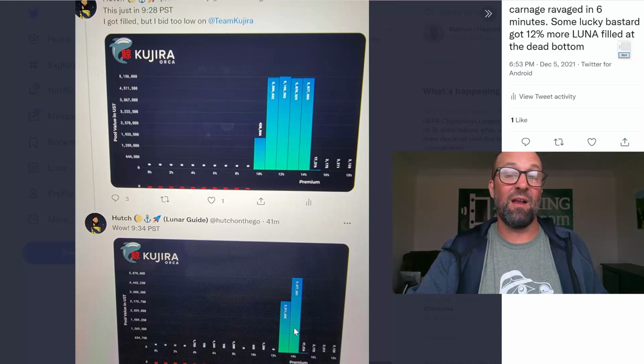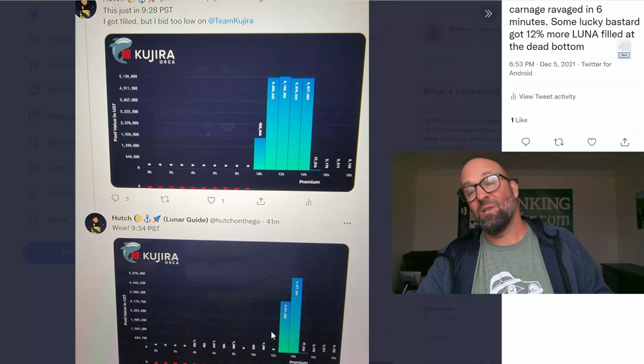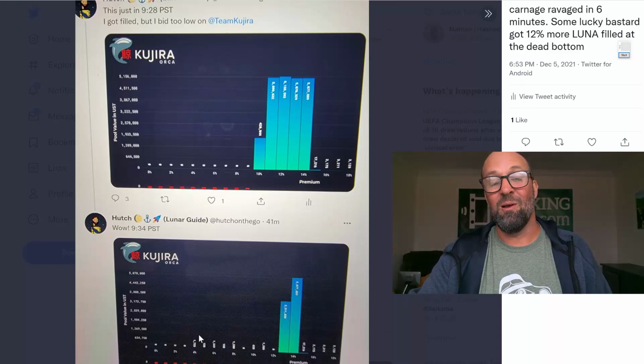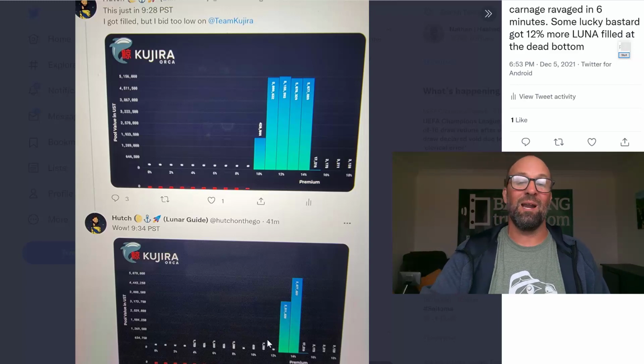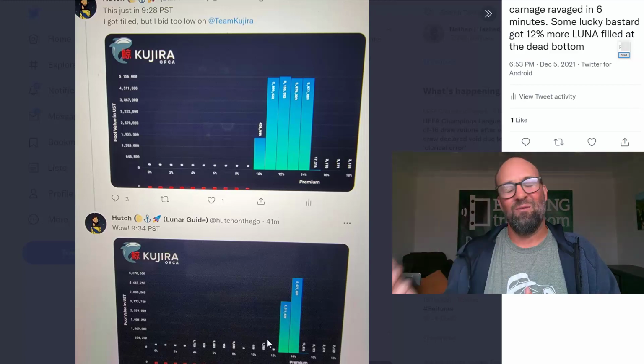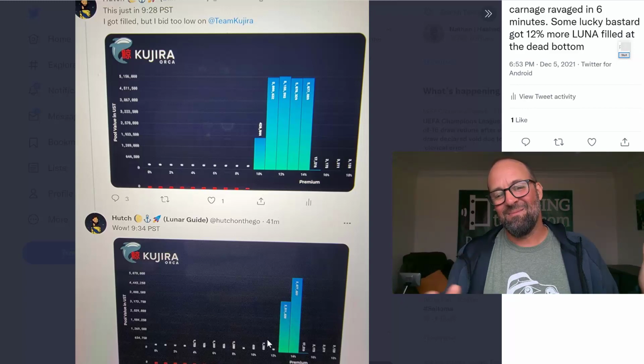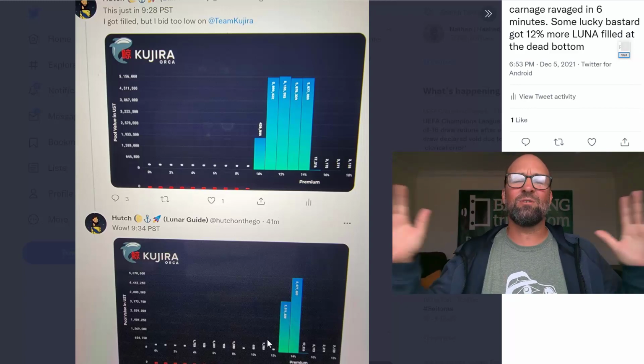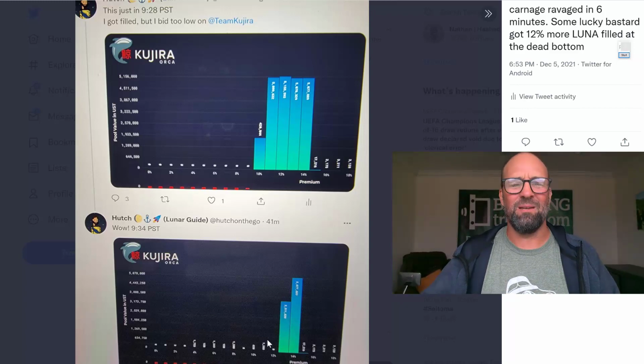I know this because these never got filled. So not only did you end up buying at the dead bottom, which doesn't always happen if you bid on lower amounts, but these people actually caught the falling knife at the dead bottom and got 12% more Luna. The flip side of that is people on Anchor got liquidated, and angels were crying when that happened.